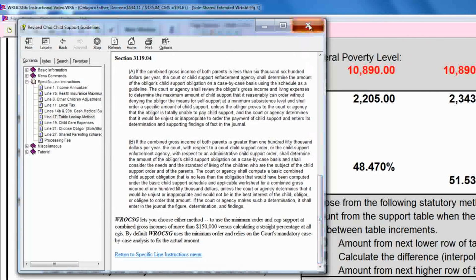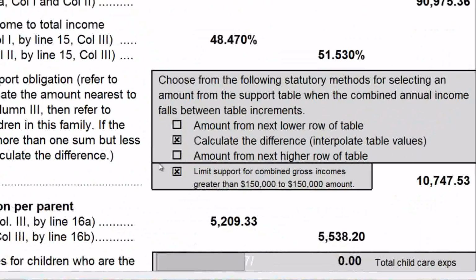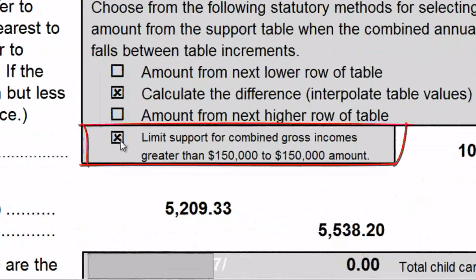That's the other aspect of line 17 that you should be familiar with. Because the tables only go up to $150,000, there are 2 suggestions on how to calculate child support amounts for higher incomes. The first way is to find the percentage that child support bears to combined gross income in the tables at $150,000 and apply that percentage to whatever income you have in your case. The second method is to cap or limit child support to whatever amount the corresponding $150,000 amount is.